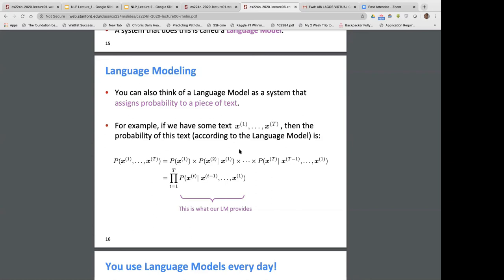If you have a text with words X1 to XT, then the probability of the text according to the language model is the product of all the conditional probabilities of each word given the previous words. Say the total number of words in your text is T. The complete probability of all these words, you multiply the probability of X1 by the probability of X2 given X1, by the probability of X3 given X2, by the probability of X4 given X3, like that.